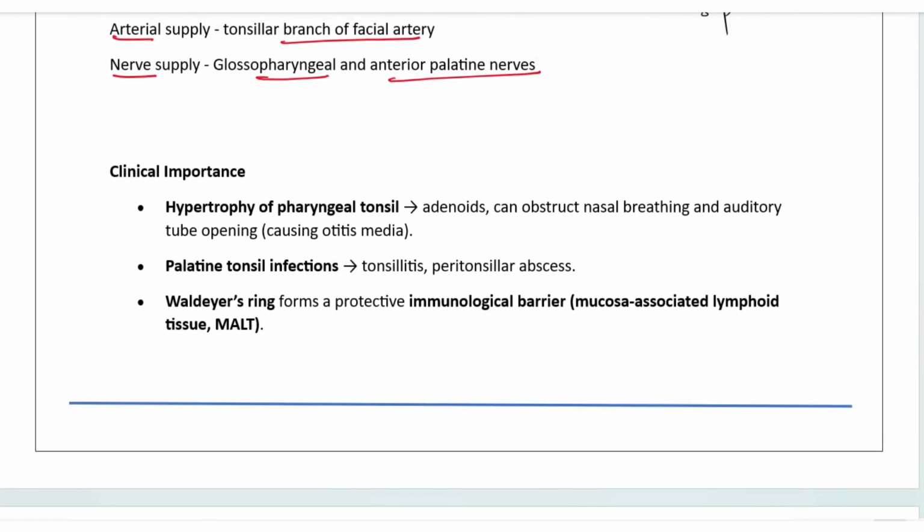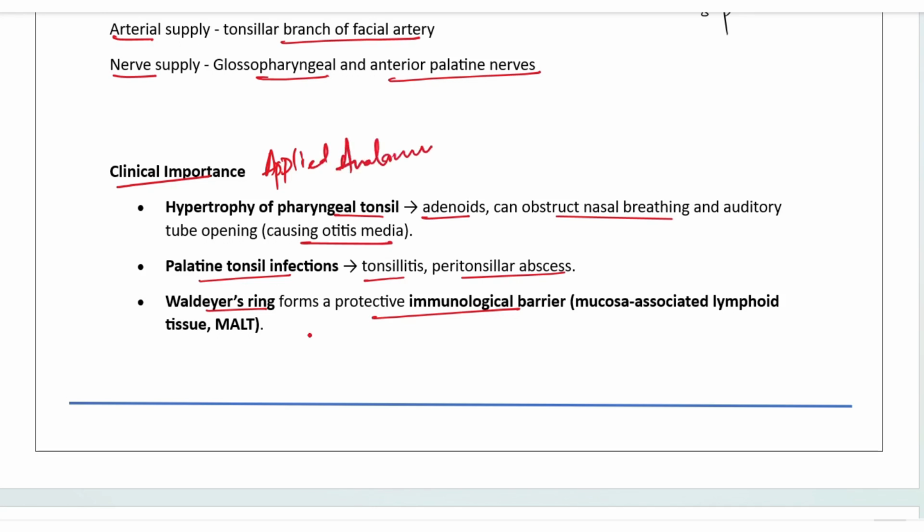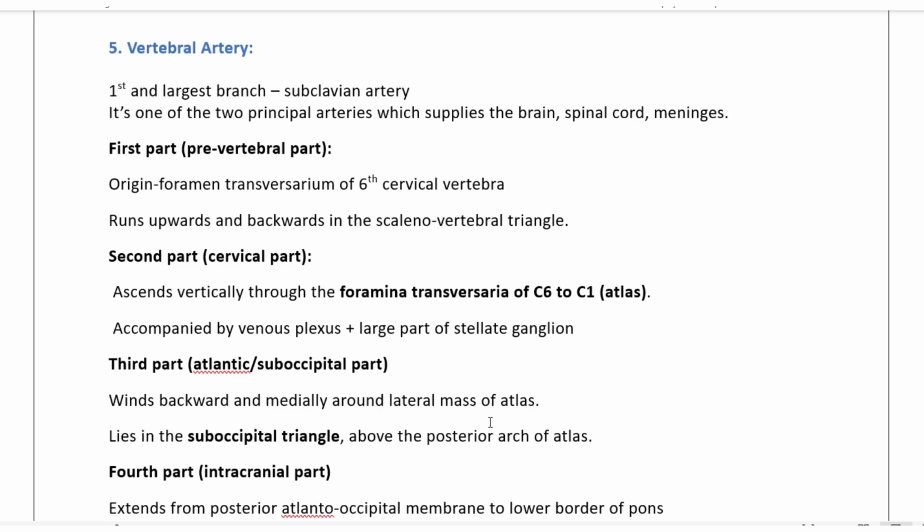Clinical importance, we can say, of the adenoids: if we have a swelling, they can obstruct nasal breathing and cause otitis media. Palatine tonsil infections can lead to tonsillitis and peritonsillar abscess. And Waldeyer's ring forms a protective immunological barrier. So this clinical importance, you can also write as applied anatomy. So this completes your 5 marker. Let's move on to the next question.